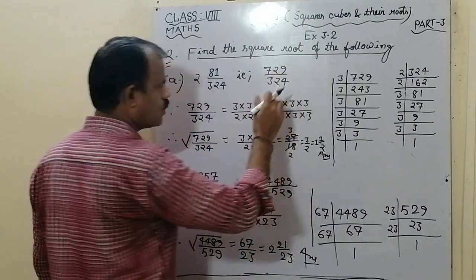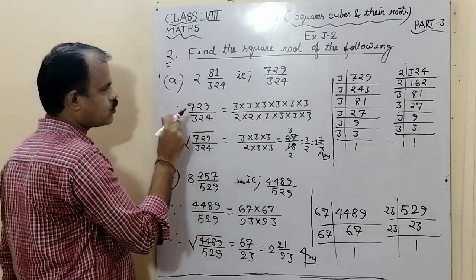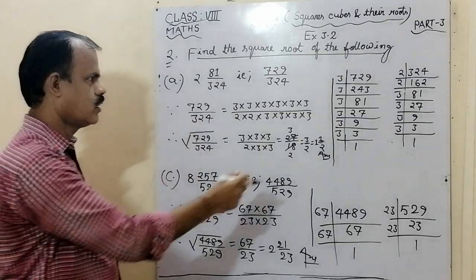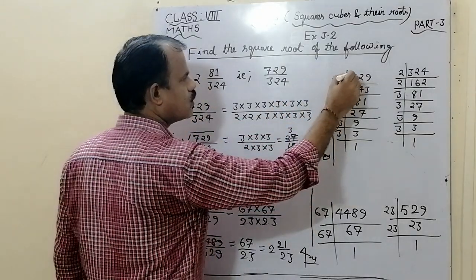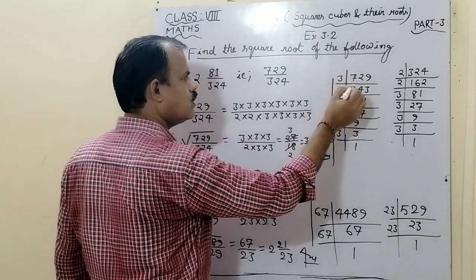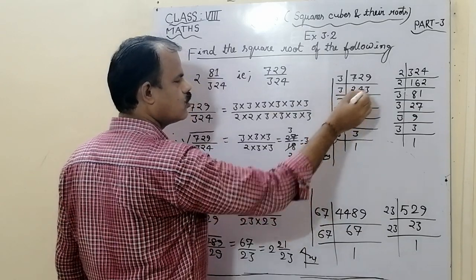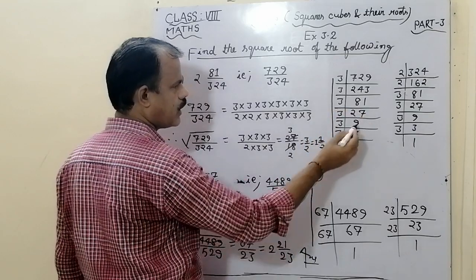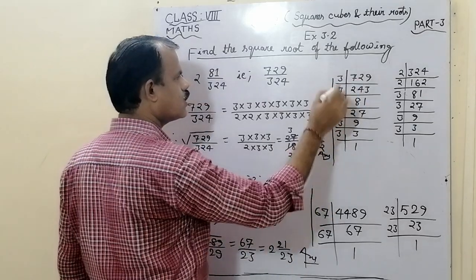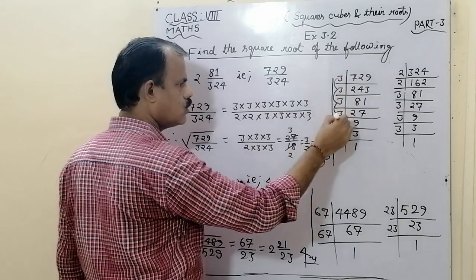We have two numbers here because this is in fractional form, numerator and denominator. So we have to find the prime factorization of both 729 and 324. Let's find them out. 729 divided by 3 is 243. Again by 3, 81. 3 times 27 is 81, 3 times 9 is 27, 3 times 3 is 9, 3 times 1 is 3. So 729 is equal to 3 into 3 into 3 into 3 into 3 into 3.